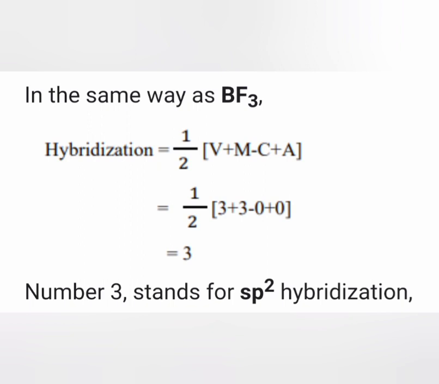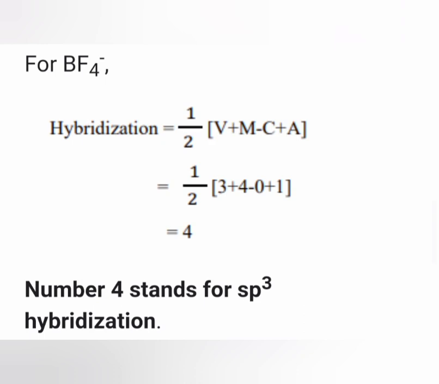Putting all the values, we will get half into 3 plus 3 minus 0 plus 0. 3 plus 3 is 6. 6 divided by 2 is 3. The number 3 stands for sp2 hybridization. That means in BF3, the hybridization is sp2.